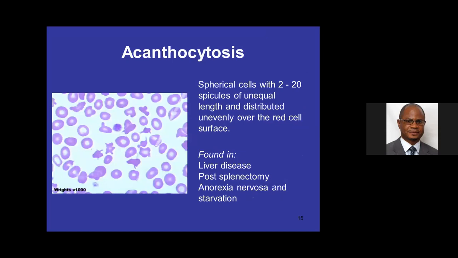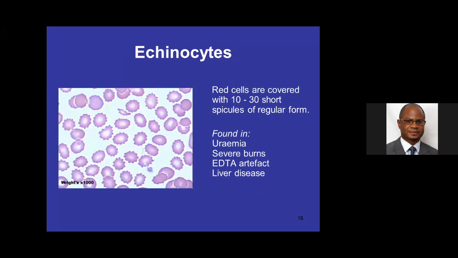Acanthocytes: spherical cells with 2 to 20 spicules. The spicules are on the side of it, 2 to 20 of them, of unequal length and distributed unevenly over the red cell surface. Found in liver disease, post-splenectomy, anorexia nervosa, those who don't eat by choice. By starvation, usually it is not by choice. Okay, we see acanthocytes.